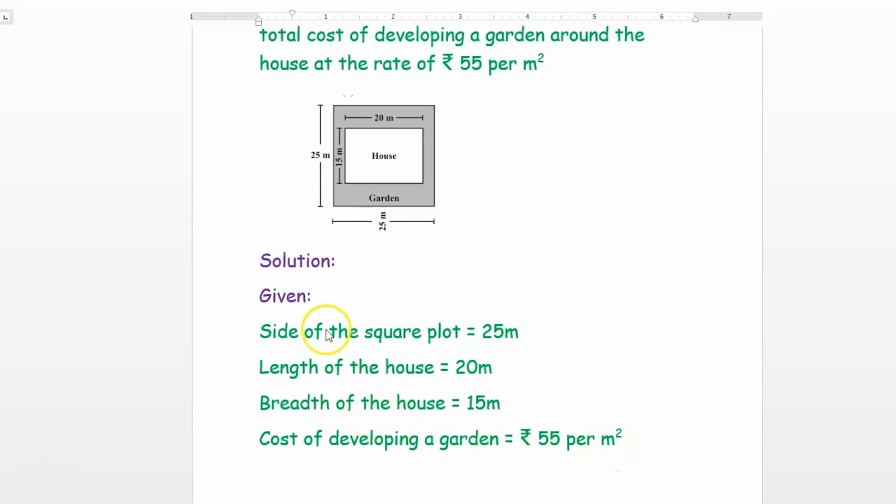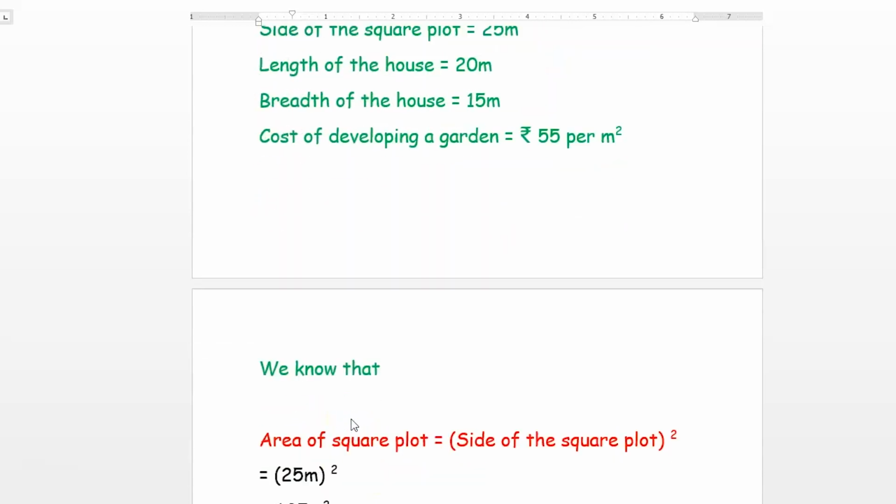So now what we want to do is find the area of this square plot. Then we want to find the area of this house. Then we want to subtract the area of the house from the area of the square plot to find the area of this garden. With that area, we want to multiply the cost of developing the garden, which is given for 1 square meter, so that we find the total cost. Now we'll do it step by step.